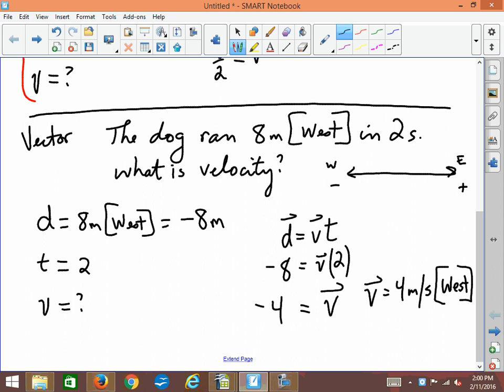Now, if that was east, it would look identical to the first question, wouldn't it? Because it would all be positive. I chose west on purpose so you could see the negative sign. But that's basically how you would address it if it was a vector, with the direction in mind.